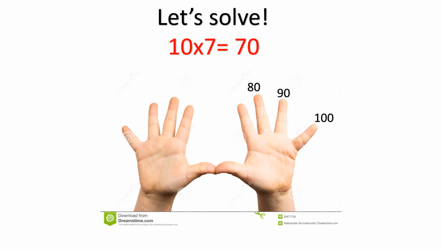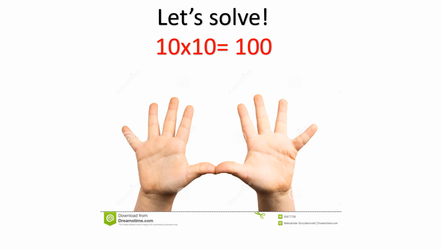10 times 7 equals 70. We're going to use our hands. Ready? 10, 20, 30, 40, 50, 60, 70. Great work.